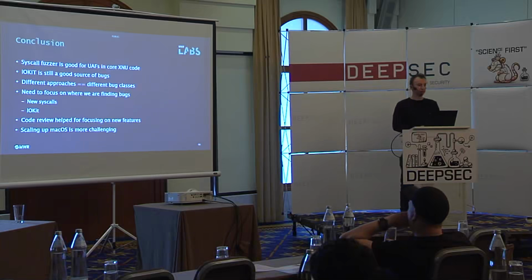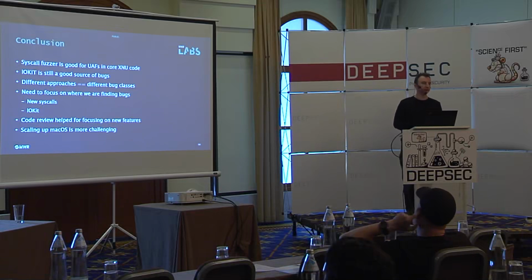So in conclusion, I would say that the syscall fuzzer is good for finding use-after-frees in the XNU code, because of the approach of creating objects, passing handles, then maybe freeing an object and then using it. It was designed with that in mind.